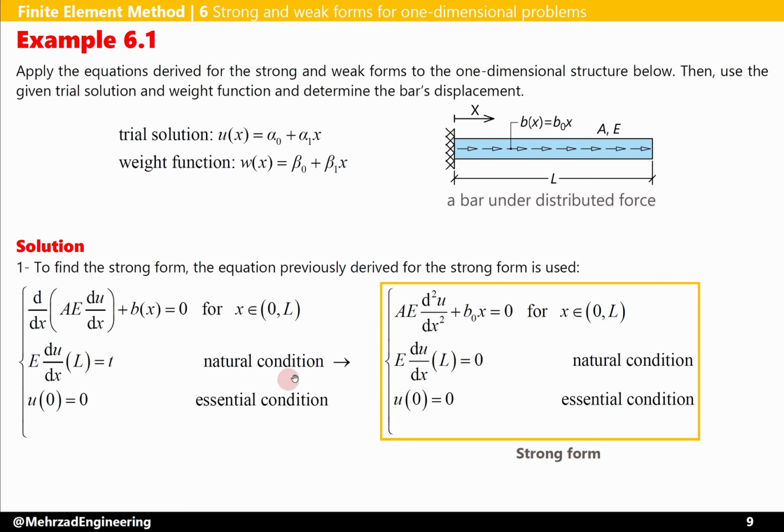For the natural boundary condition, we could refer to the bar and we could see that there is no traction at the end of the bar, x equal to L. So we just need to substitute 0 instead of t. And the essential boundary condition remains the same because at x equal to 0, there is a support and displacement is equal to 0. So this is the strong form for this problem.